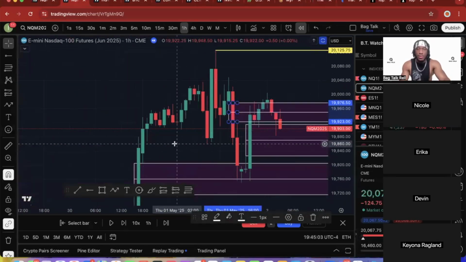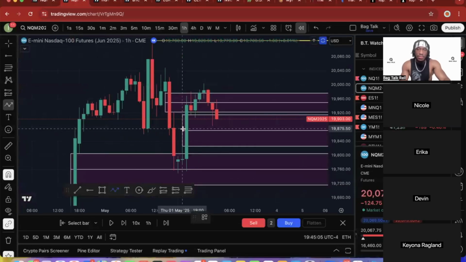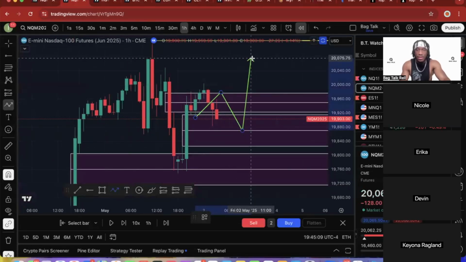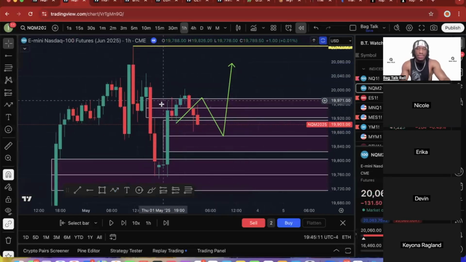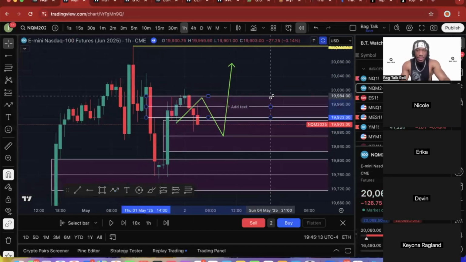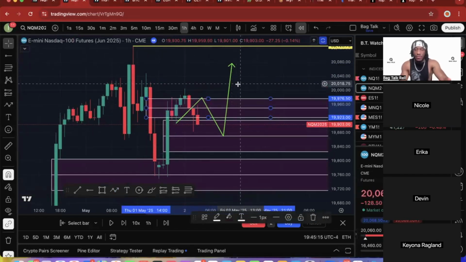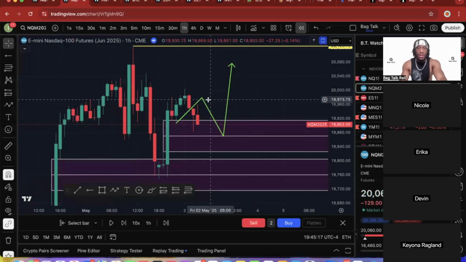But for future purposes though, sometimes the out of context fair value gaps will send you to the in context fair value gaps. That's what I really wanted to say. Sometimes the out of context fair value gaps will send you to the in context fair value gaps. All right. So that's all I was trying to say there.